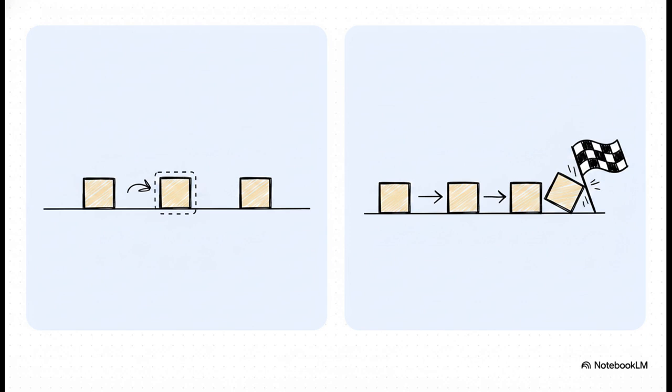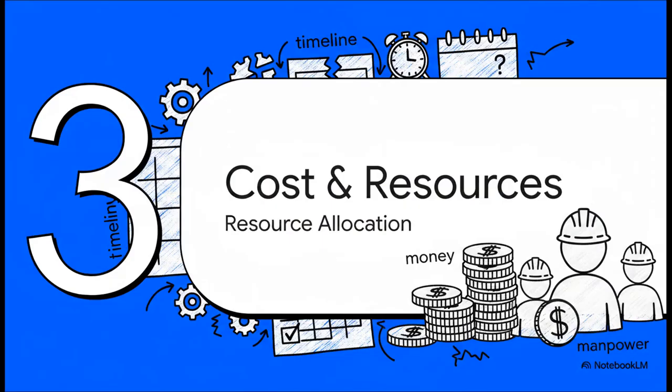Total float, on the other hand, protects the entire project deadline. Understanding this distinction is huge because it allows site engineers to juggle multiple demanding subcontractors without accidentally triggering massive contractual delay penalties. All right, on to Section 3, Cost and Resource Allocation.